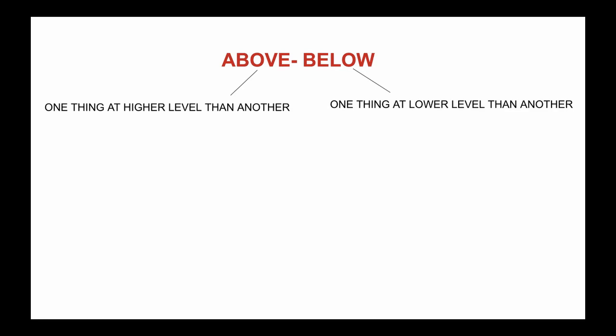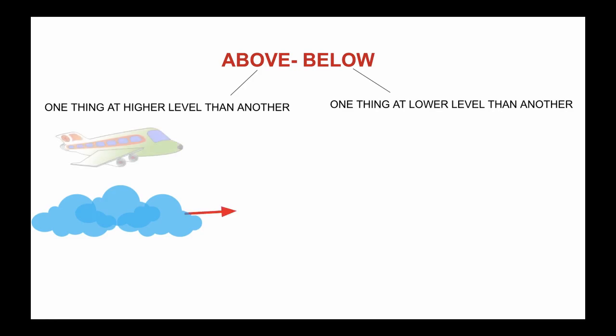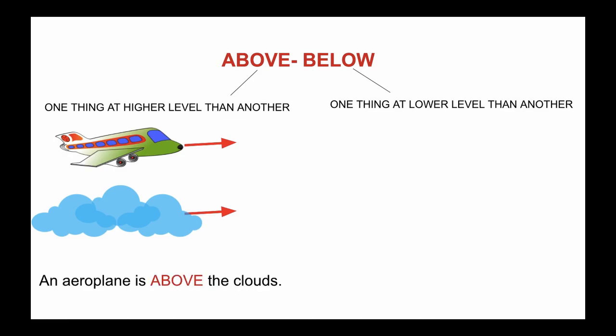Above and below: one thing at a higher level than another. So let us take an example of above. See, here we have clouds. Now we have an aeroplane. An aeroplane is flying above the cloud. The aeroplane is on a higher level than the clouds. So we can say an aeroplane is above the clouds.